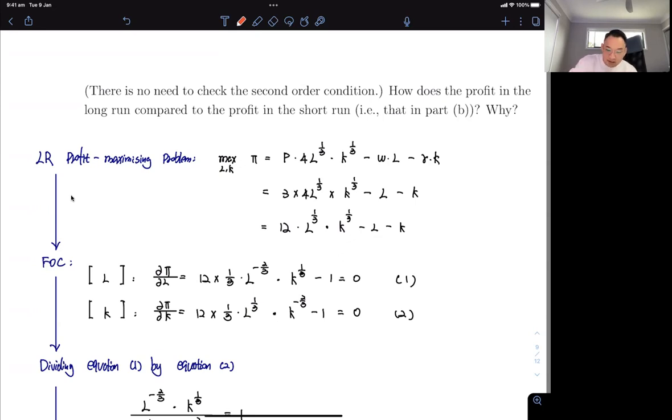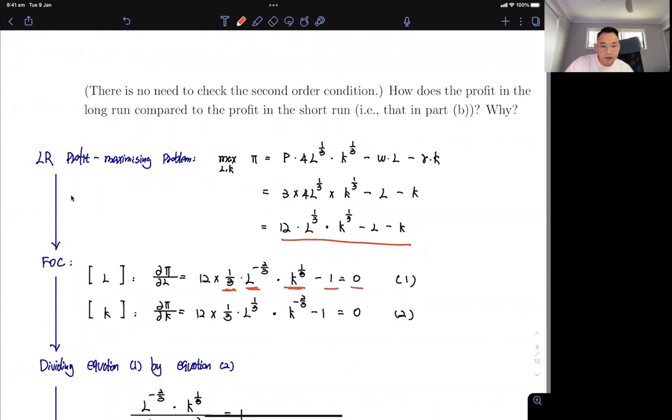So if we have this equation, what we need to do next is simply take the first order conditions against L and against K. Let's do L first, okay? Change of pi against change of L is simply 12 times 1 over 3, bringing 1 over 3 to the front, times L to the power of minus 2 over 3, times K to the power of 1 over 3. Nothing changed here because this is simply the first derivative against L, not K, and then minus 1 equals 0, okay?